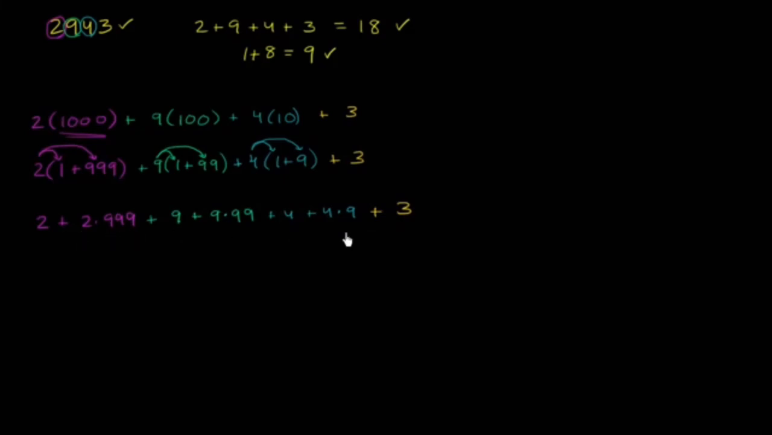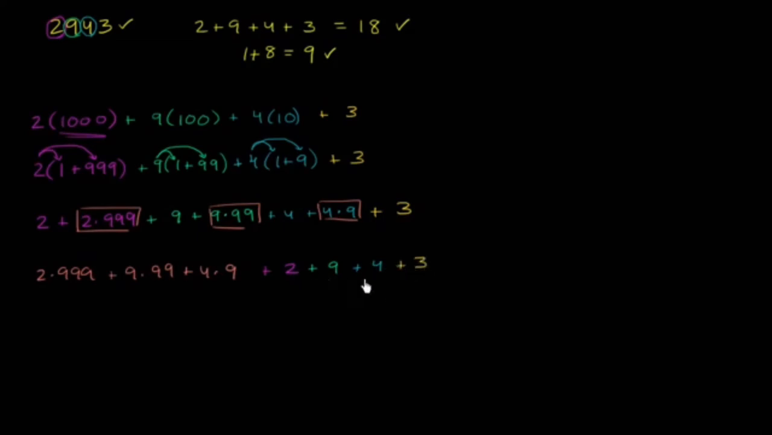Now I'm just going to rearrange this addition. So I'm going to take all the terms where I'm multiplying by 999, and I'm going to do that in orange. So I'm going to take this term, and this term right over here. And so I have 2 times 999, plus 9 times 99, plus 4 times 9. So that's those three terms. And then I have plus 2, plus 9, plus 4, and plus 3. And this is interesting. This is just the sum of our digits.